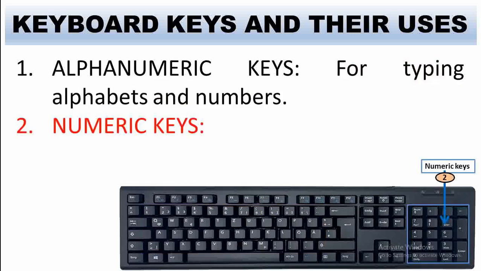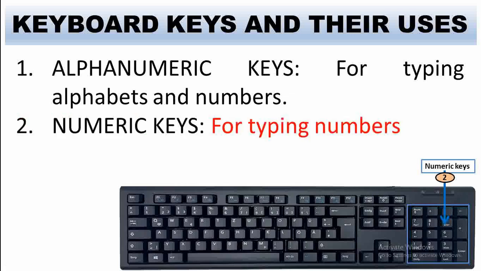Then we have numeric keys, in case you want to type numbers, or the work you are doing has to do with mere numbers. You can use the numeric keys at the right side of the keyboard to make it faster. For some keyboards, you have to turn on the num lock. If you look at the top, you will see the key where they write num lock. It means number lock. If you don't turn on the num lock and you press any of the numbers, it may not appear on the screen, that is, the computer may not respond. You have to turn on the num lock by pressing it once, and then you can start using any of the keys. So like I said, the numeric key is used for typing numbers.